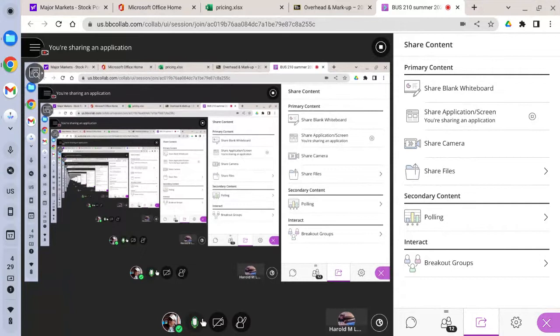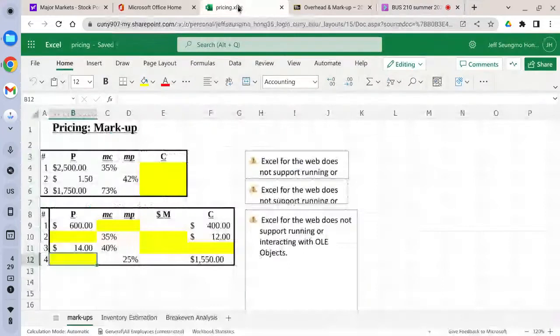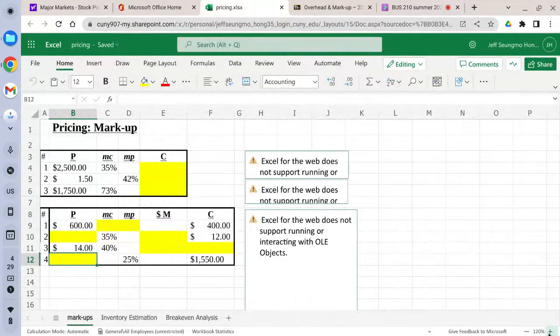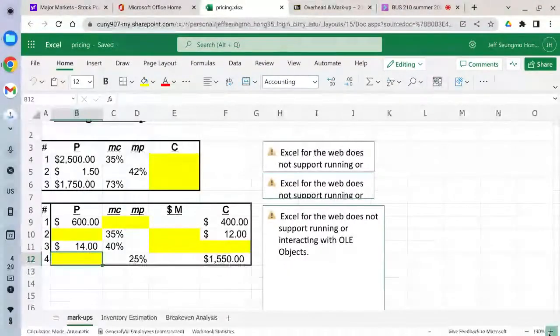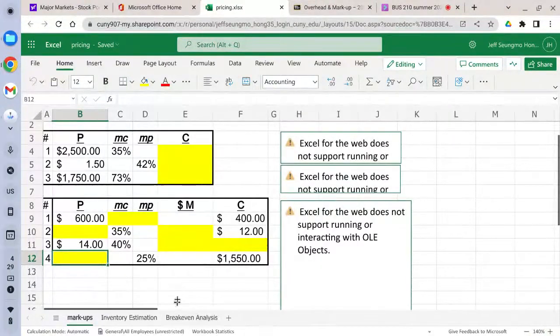All right, we're back. Let's do some examples, right? This is a very basic example on markup. Basically, we are trying to figure out the true cost. It's still an estimate, because the markup rate is also an estimate.